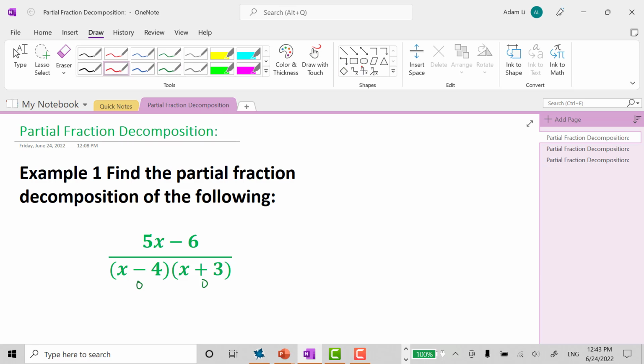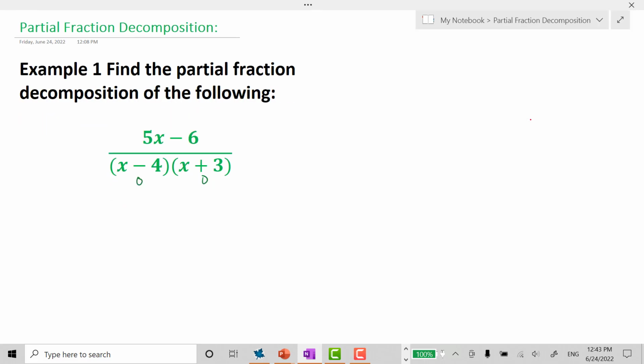They are both linear terms, right? So that means on top of a linear term must be a constant. So on top of the first linear term is a over x minus 4. On top of the second linear term must be b over x plus 3. And right here, the key thing is to figure out what is a. We don't know a, we don't know b.